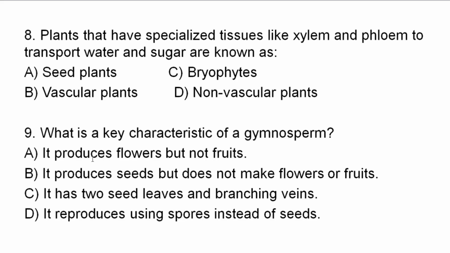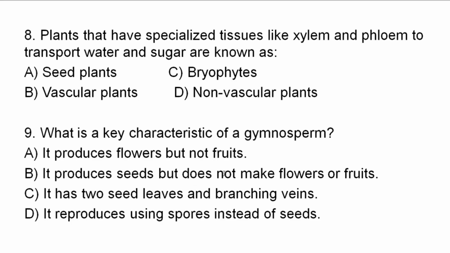Vascular plants. Question number 9. What are the key characteristics of a gymnosperm? A. It produces flowers but not fruits. B. It produces seeds but does not make flowers and fruits. C. It has 2 seed leaves and branching vines. D. It reproduces using spores instead of seeds. So which one is the correct answer?